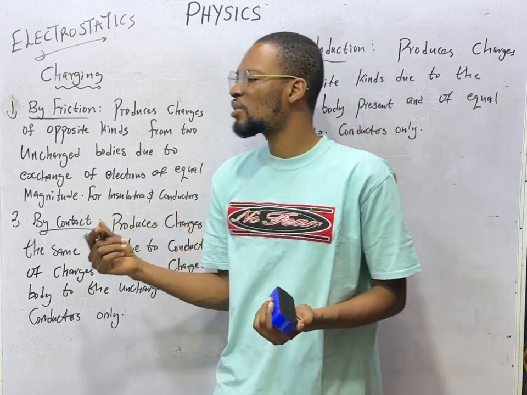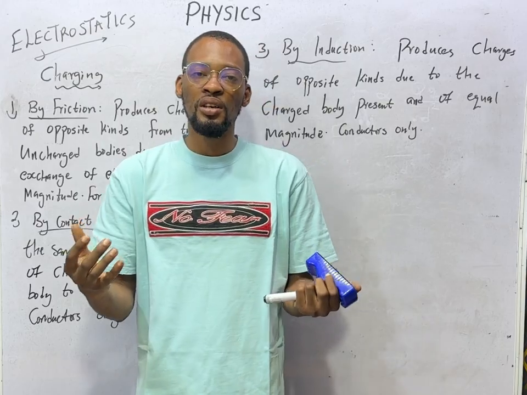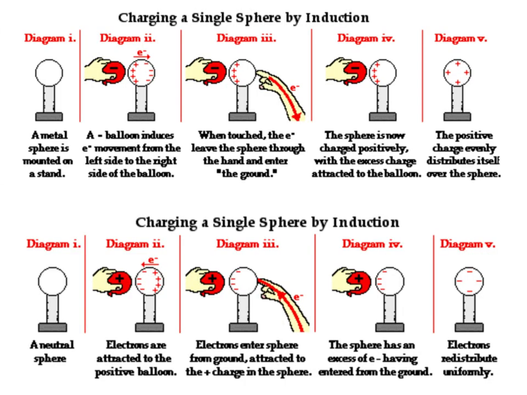Now, charging by induction. Let's see, how do we charge a single body by induction? These are the steps. One, to charge a single body by induction, you start with inducing charge of opposite kind. Two, you distribute two opposite charges around the body. Three, you earth the charge, that is, touching with finger and removing. Four, you remove the charged rod. So these steps are placement of charged object, earthing, separation, and removal of the charged body.